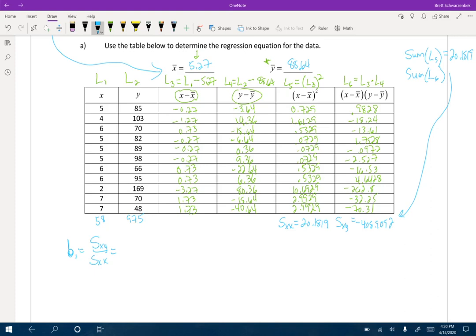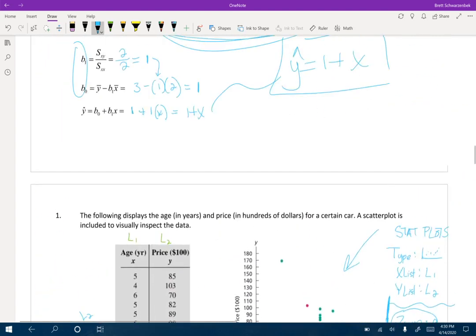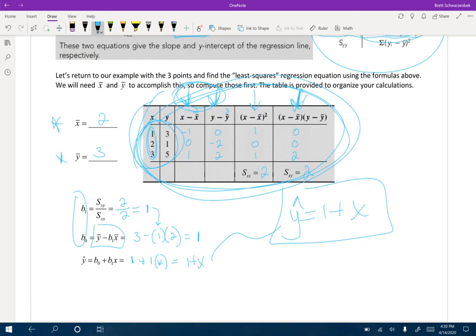So if we have these two values, we can now put them in over here as our numbers of importance, which means we're going to get approximately negative 20.26 as our slope for our regression line. So next we need to calculate b sub 0. Now, last time I used this formula, which is the first one that's going on right here.